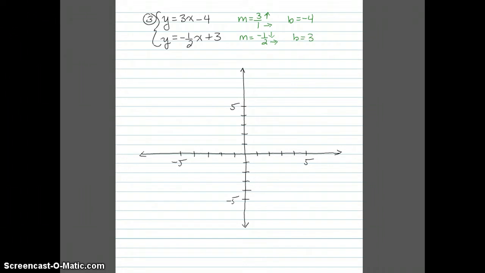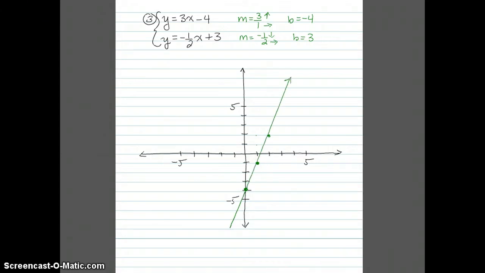Now going to the graph for my first line, I'm going to begin at -4 on the y-axis, and from there move up 3 units and 1 unit to the right. And I'll do that once again, so I get my third point, and then pick up my straight edge and connect these 3 points to make the line.